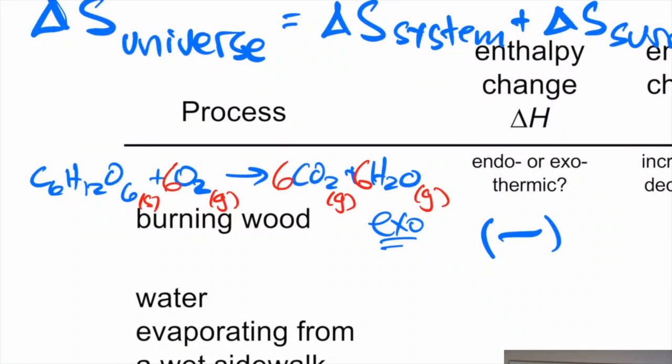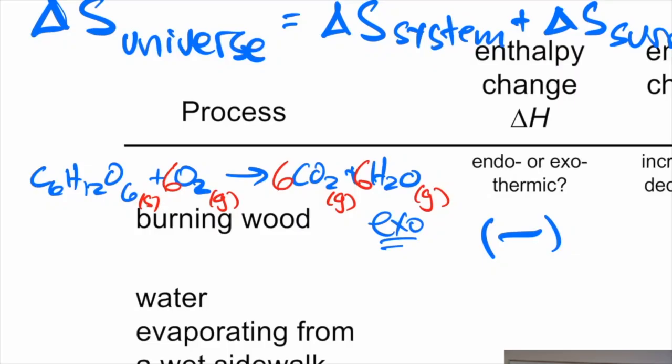On the reactant side, we have 1 mole of something that's solid and 6 moles of a gas. And look at the products: 12 moles of gas. Okay? If you think about entropy as the dispersal of energy, or the randomness of a system, going from solid to liquid is getting more dispersed. And when you go from liquid to gas, that's really getting dispersed.